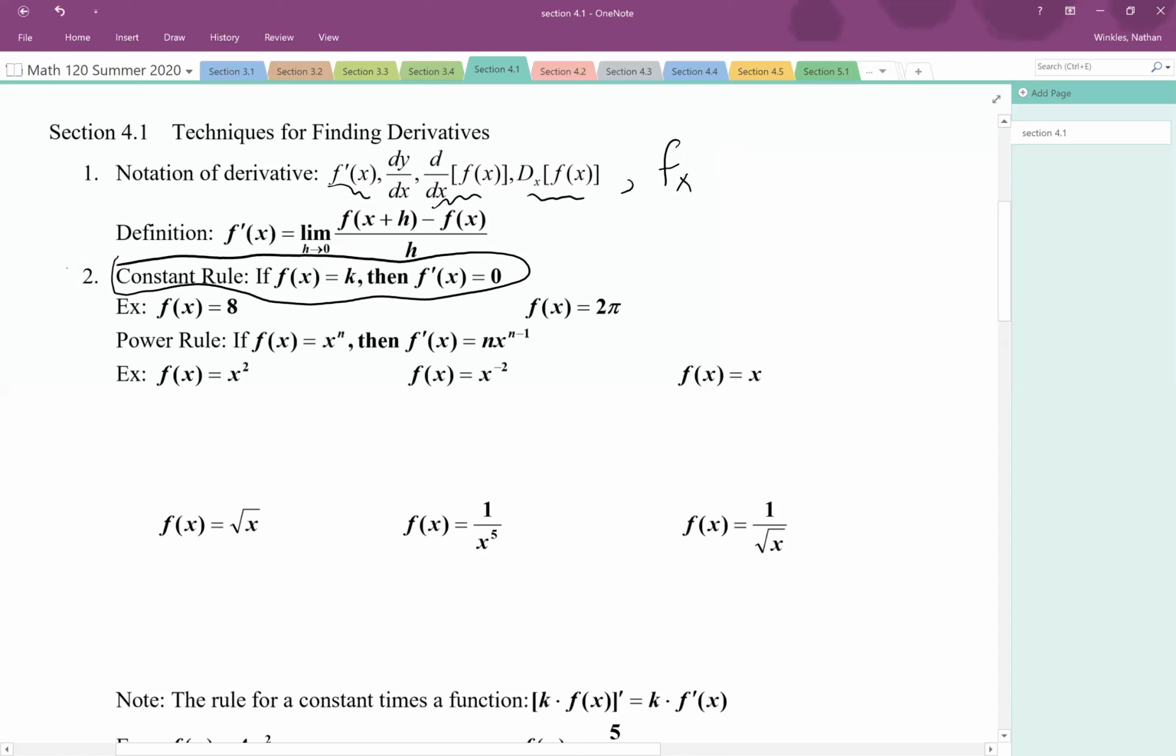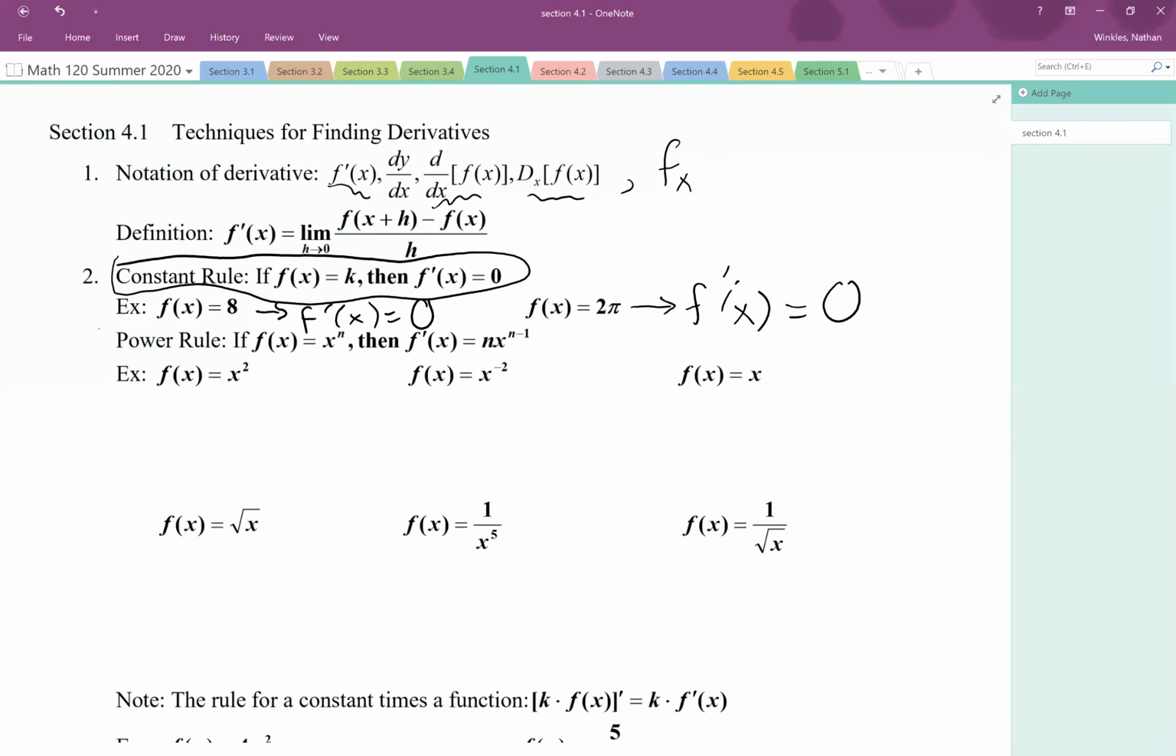The first one we have here is our constant rule. If we have a function f of x that is equal to k, where k is any number, f of x equals 8, f of x equals 2 pi, neither one of those has an x in it. So if f of x equals 2 pi, then f prime of x is equal to 0. Same thing for f of x equals 8: its derivative, f prime of x, is equal to 0. If it doesn't have an x in it, its derivative is 0. So we're going to start out simple, and then we're going to work our way up to more complicated derivatives in the next few sections.